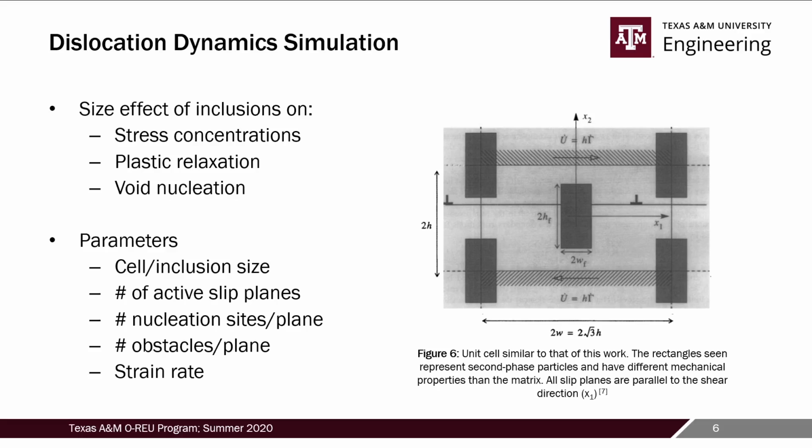Within the scripts I was given, I had to set inclusion and cell size, the number of active slip planes, nucleation sites, obstacles to dislocation flow, as well as strain rate. It is important to keep all these parameters in sync so that the only variable being tested is the size of the inclusion.